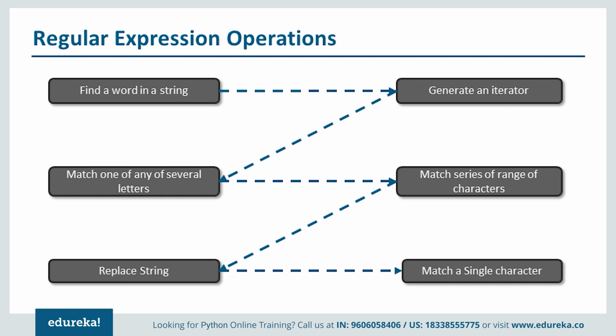Typical operations of a regular expression work in this way. First of all, you find a word in the string, so you generate an iterator which will find that particular keyword or word in the string. Now you can match one or many letters. You can search for a series of characters, one by one, or match on the basis of different characters. Once it's found, you will be able to replace the string. Then the whole process goes on again and again. So this is how a regular expression is typically used to find some string and then replace it whenever required.